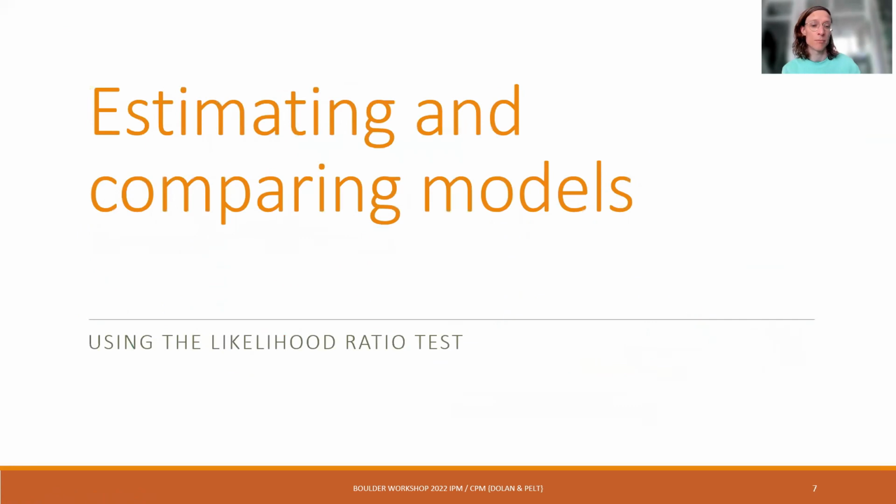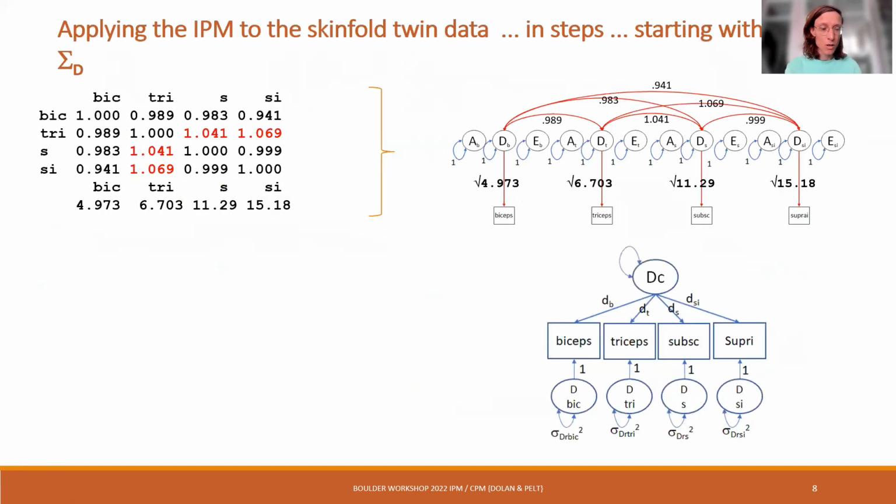So let's do this and compare different models using the likelihood ratio test. I think you've also seen these likelihood ratio tests before. So this comes back again here. First, let's start with the sigma D, so our non-additive or dominance genetic effects.